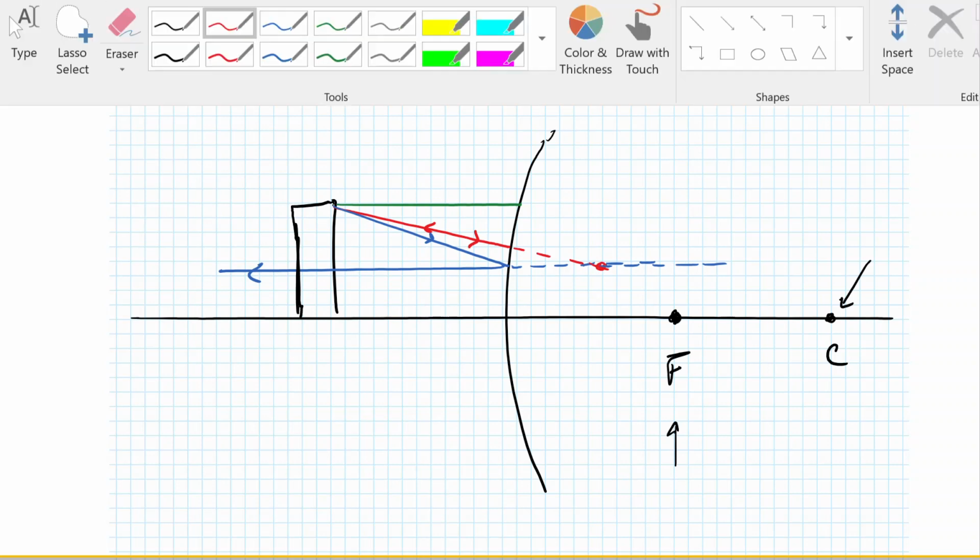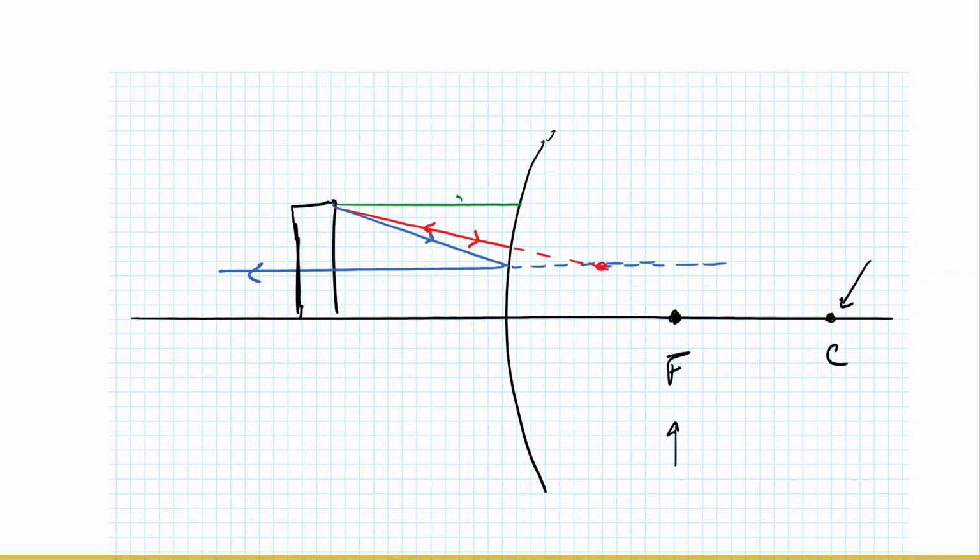Just to check, the one that went in parallel should go out, not through F, because that's not going out, but from F. So like this. If I extend that back, it also seems to connect here. So in this case, my image is virtual, because it's made from these extended rays. It's upright, right? Bottom is still there, top is still here, and it's shrunk.